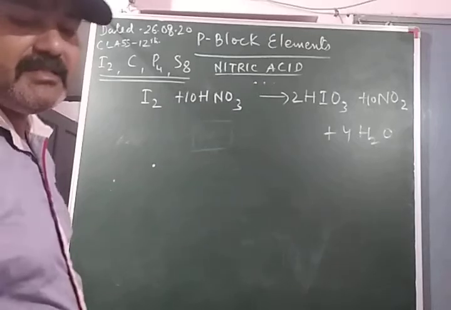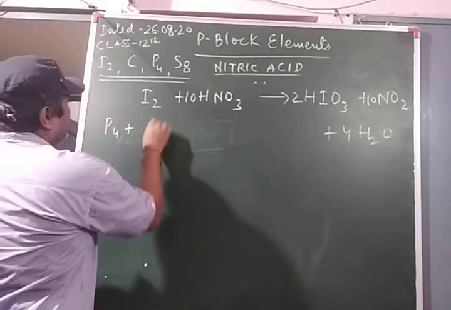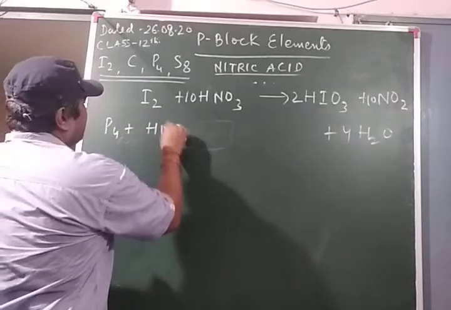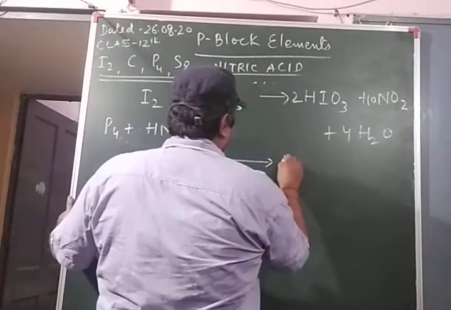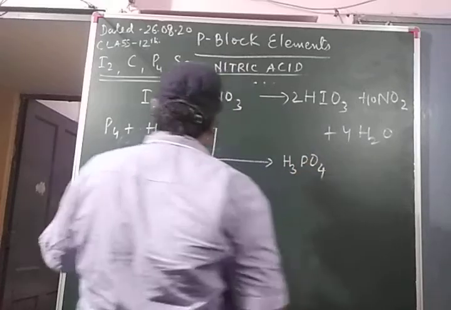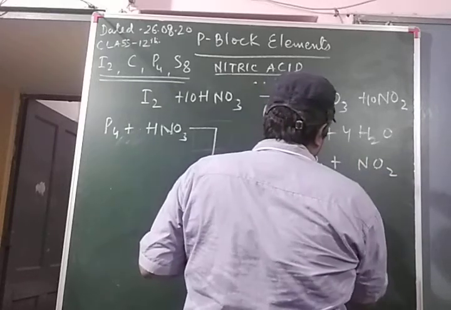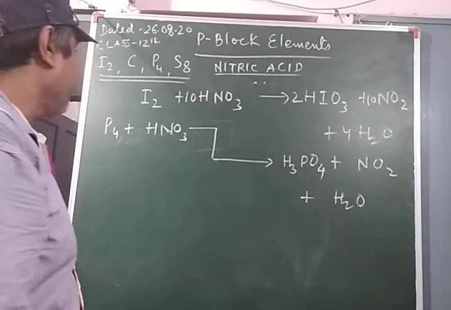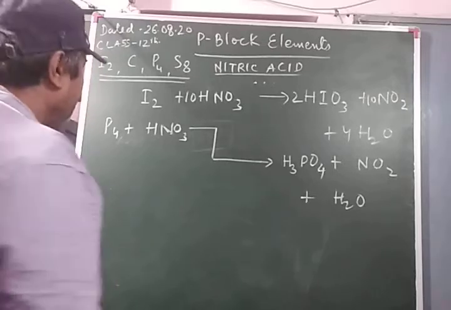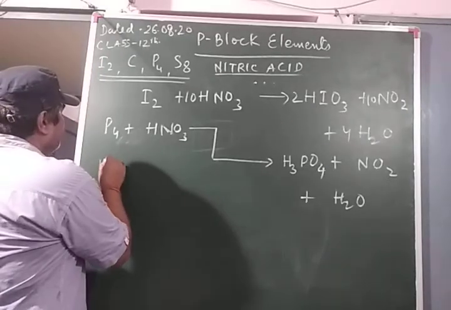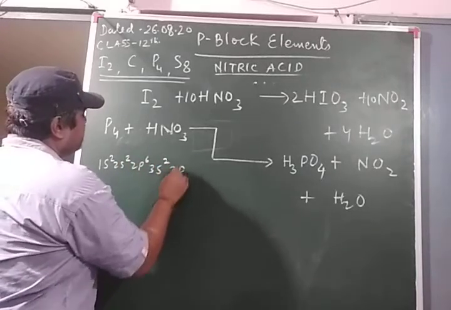With carbon we will discuss in the last. P4 plus again HNO3, and again the products are like this: H3PO4, an acid is formed, then nitrogen dioxide and water. So how can we balance it? The outer electronic configuration of phosphorus is 1s2, 2s2, 2p6, 3s2 and 3p3.